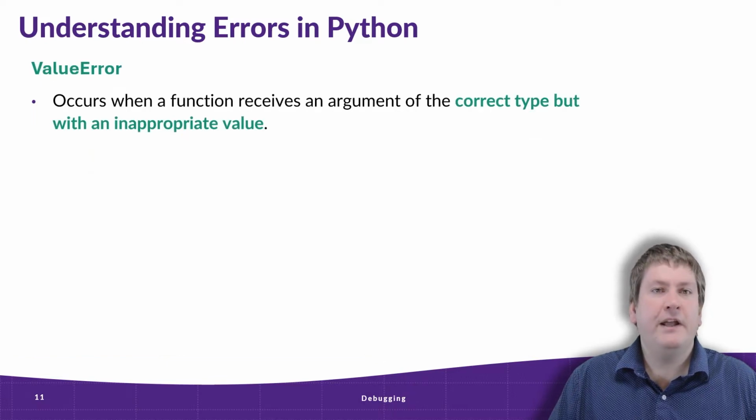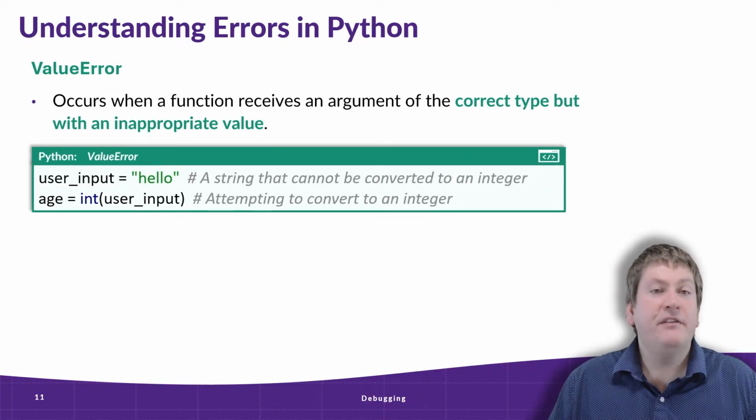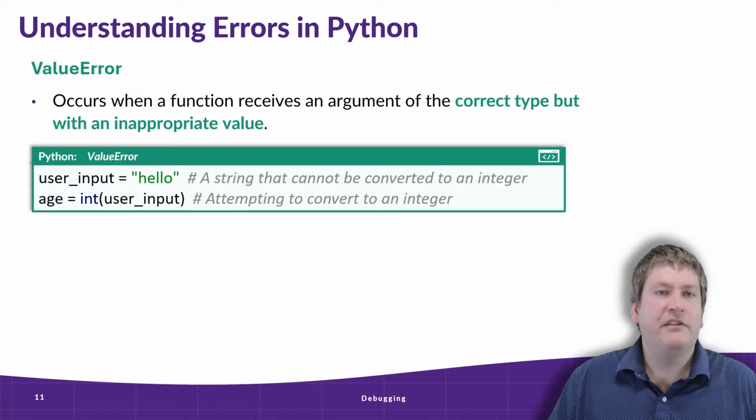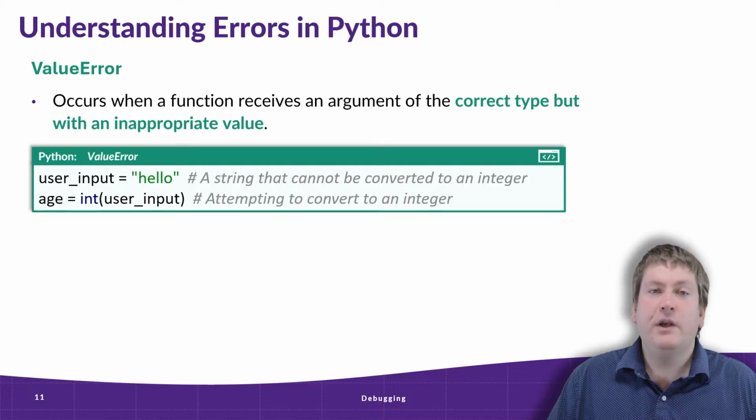The last error we'll look at is the value error, and this occurs when the value we're working with is of the correct type, but for some reason it has an inappropriate value. Let's look at an example. Here we have a case where we have the text hello in a string, and we're storing that in user input. Then we're trying to convert that string user input into an integer value and store it in age.